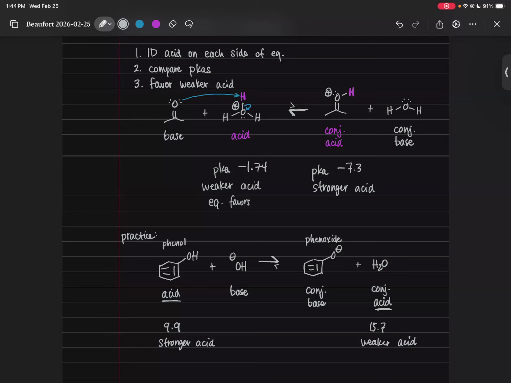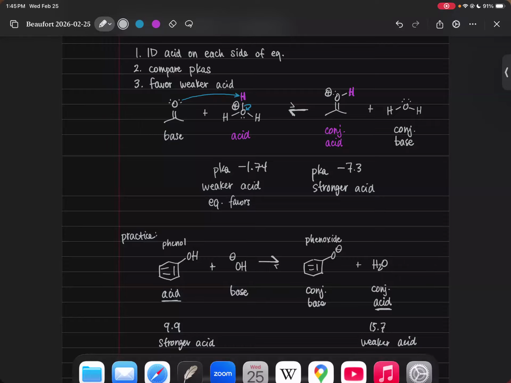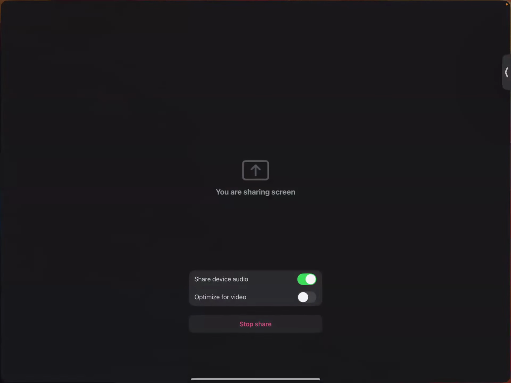Questions on equilibrium? Cool. Next time, we're going to talk about how to predict this stuff without looking at the pKa values. There's a way to do that. So you don't even need to use the table. All right, see you Monday with your homework.